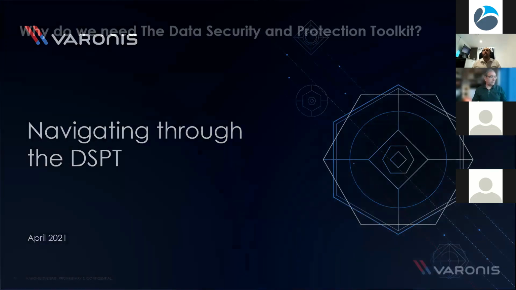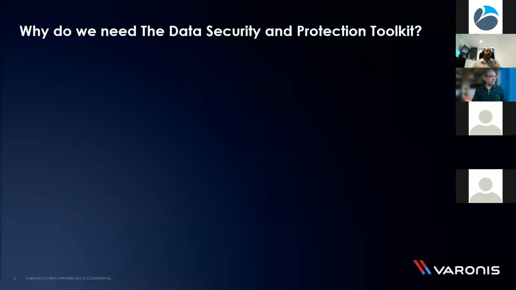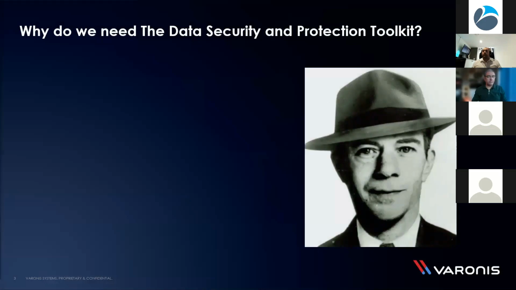So firstly, why do we need the Data Security Protection Toolkit? Let's start with this. Some of you may know who this is. This is a chap called Willie Sutton. He was one of America's most notorious bank robbers in the 1920s. He had a career spanning over 40 years and stole an estimated $2 million.